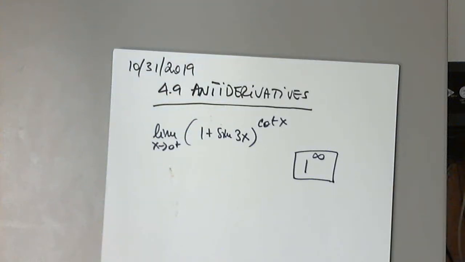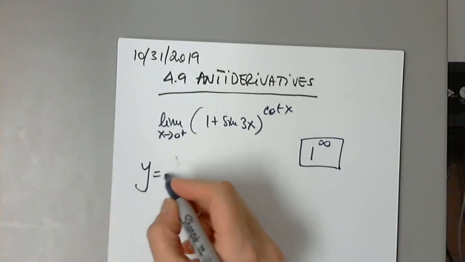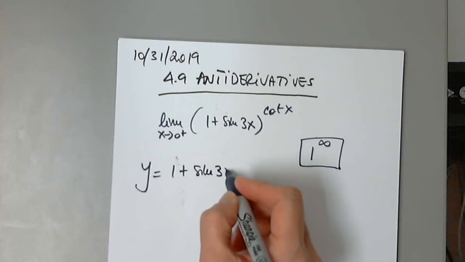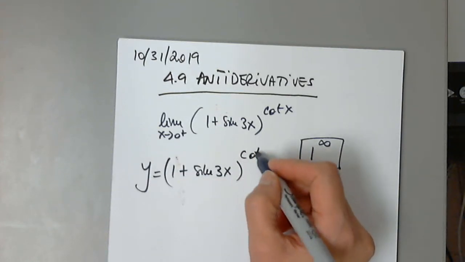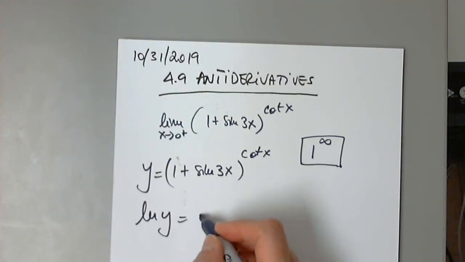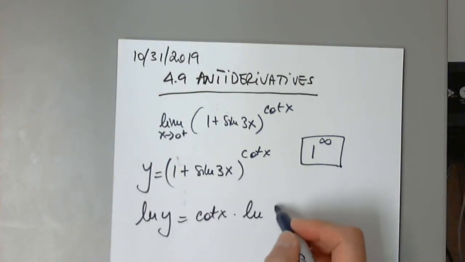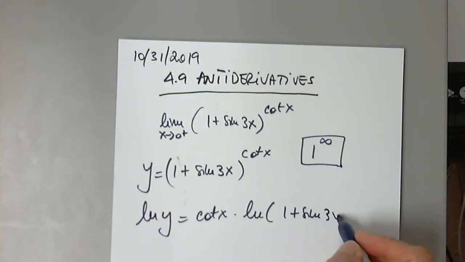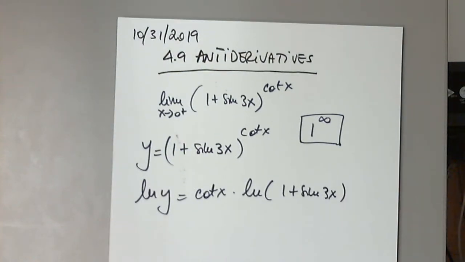So, of course, this is the most difficult, or uncomfortable, or cumbersome, case of indeterminate form. So I'll write y equals (1 plus sine 3x) raised to cotangent x. Agreed? Then we apply natural log. So we get cotangent x times natural log of 1 plus sine 3x. Next step, agreed?